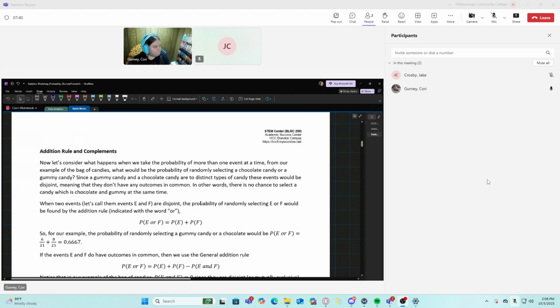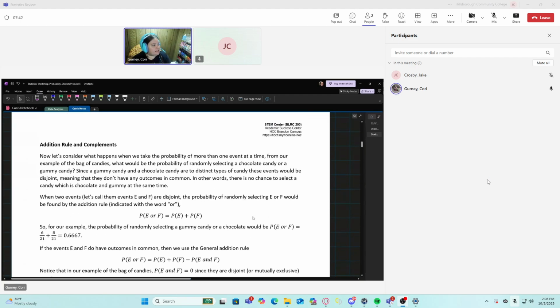The next rule that we're going to consider is the addition and the complements rule. So the first rule is the addition. The key word for that is going to be or. So we call this the disjoint case, randomly selecting event E or event F. So this or is connected to addition. Now let's say that we have something in common.